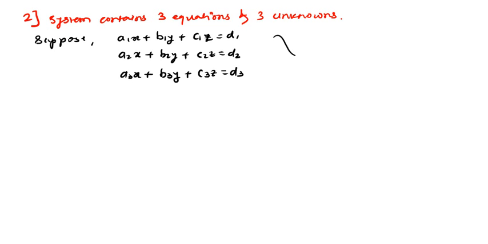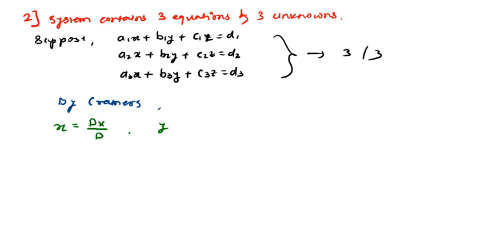Obviously this system contains three equations and three unknowns. Then we can solve this system by Cramer's rule. We will solve it, meaning we will find the values for x, y and z. By Cramer's rule, the values are given as x is equal to Dx upon capital D, y is equal to Dy upon capital D, and z is equal to Dz upon capital D.